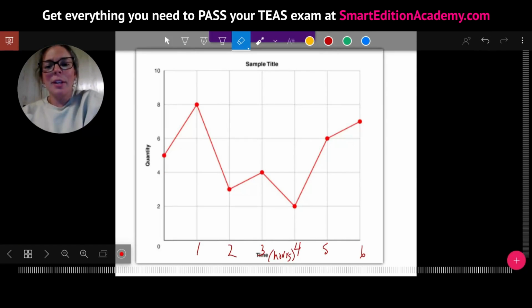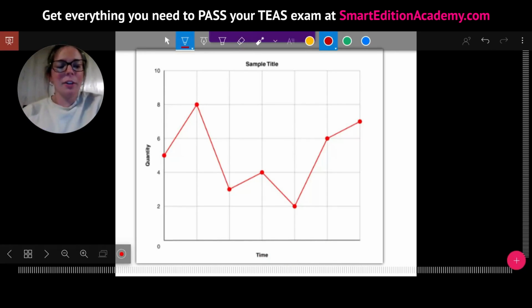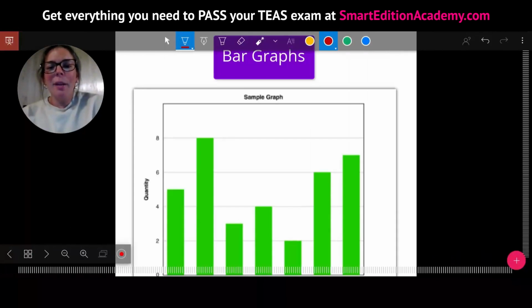Okay, so this is what we started with, basically just a line graph, and we'll dive deeper into some examples. You can see how we will use these types of graphs and what type of questions you will need to answer.